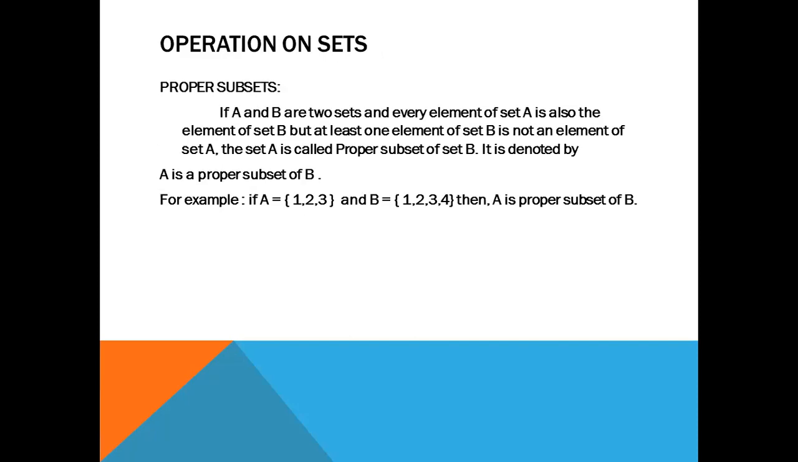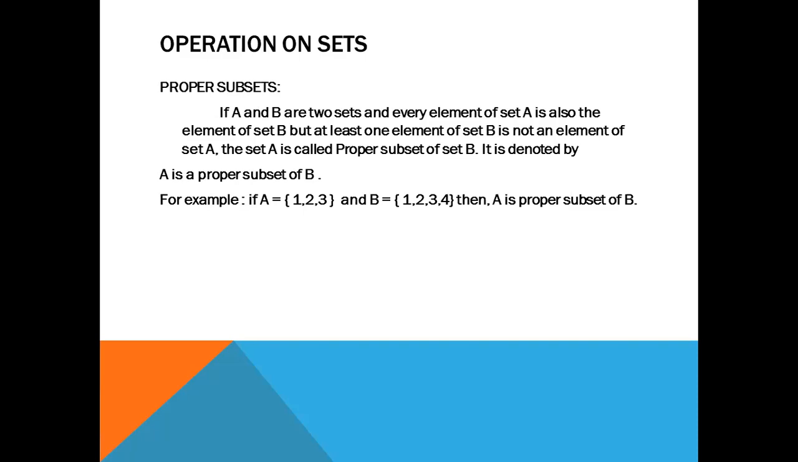Then we have two types of the subset. First one was proper subset. If A and B are two sets and every element of set A is also the element of set B, but at least one element of set B is not an element of set A. See the example, B is 1, 2, 3, 4 and A is 1, 2, 3. We see that B is a larger, and A is a smaller one. So we say that A is a proper subset of set B.